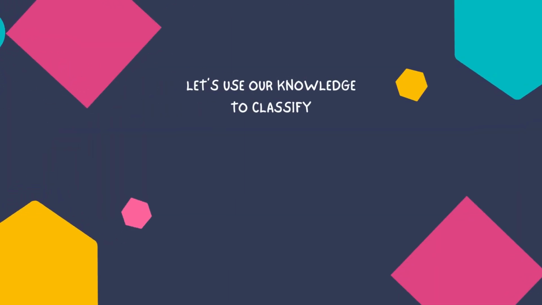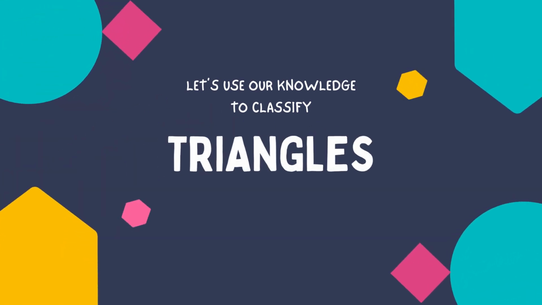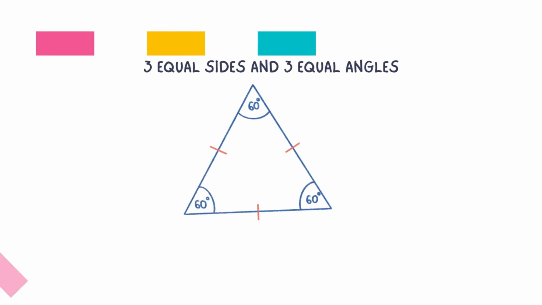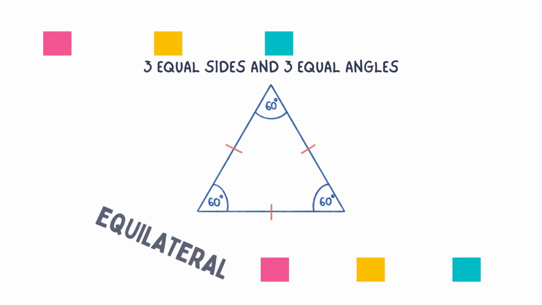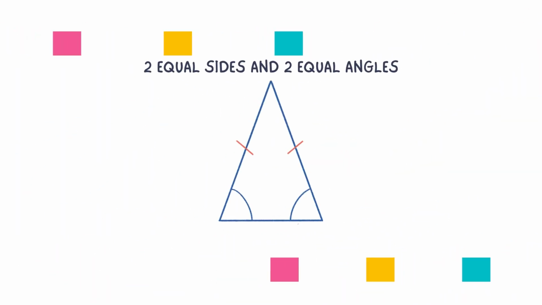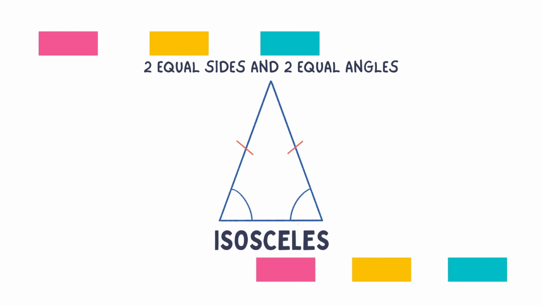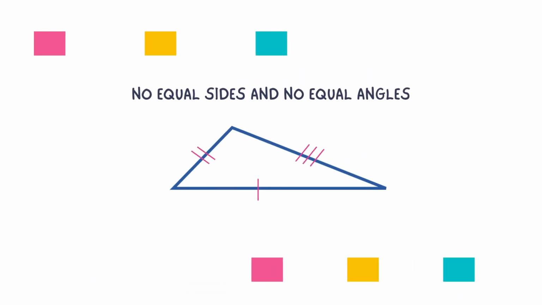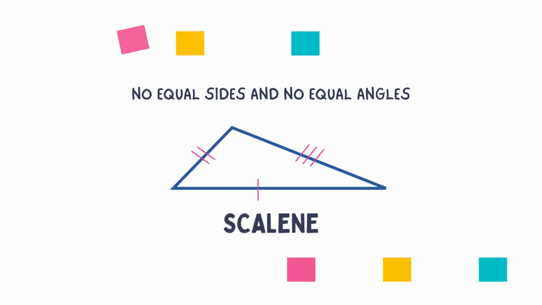Now let's think about how we might use all of that new knowledge about angles to help us classify triangles. We can classify triangles by their sides and angles. Some triangles have 3 equal sides and 3 equal angles. We call these triangles equilateral triangles. Some triangles have 2 equal sides and 2 equal angles. We call these triangles isosceles triangles. Some triangles have no equal sides or angles. We call these triangles scalene triangles.